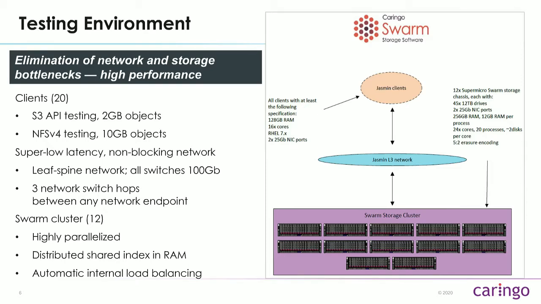So I believe objects per second, throughput and latency, of course, are the three pillars when you want to test an object-based cluster.